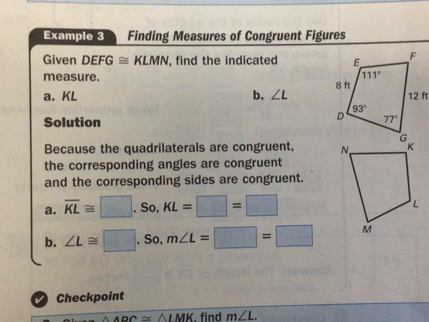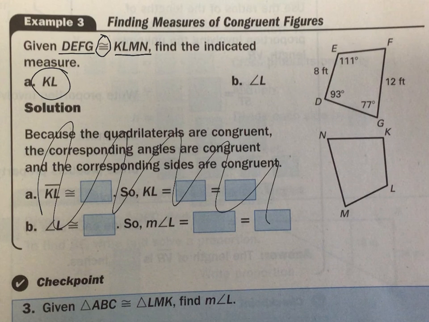Here's the same terminology, but look at it. This one says given quadrilateral DEFG is, what is that symbol? Congruent to quadrilateral KLMN. So we know KL, and it sits in the same spot as ED. So KL is going to equal what? What is ED? 8. 8 feet.